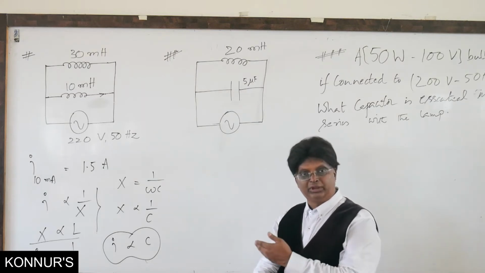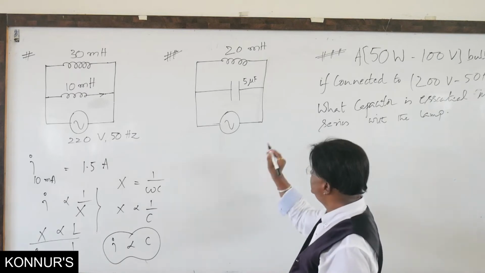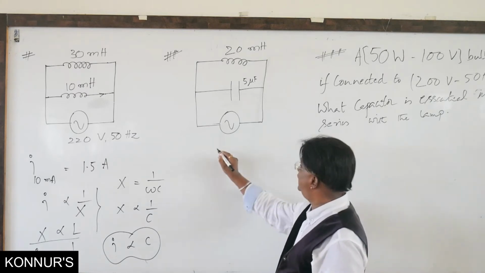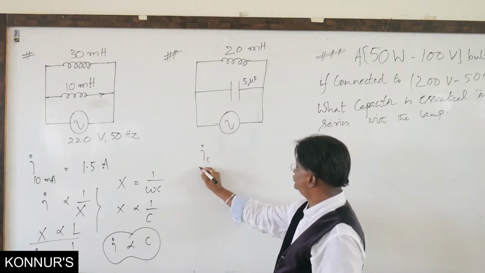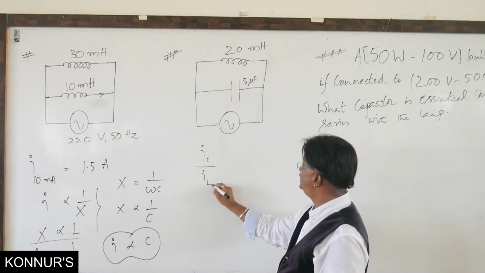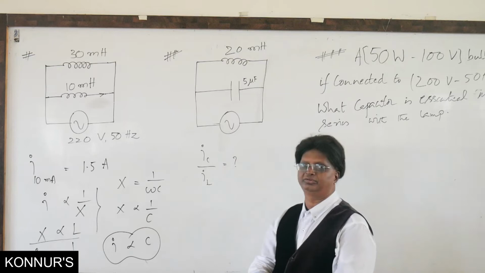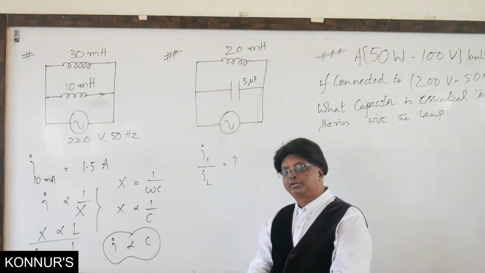For AC, we are now giving these solutions. Supposing in this example, the simple question is: what is the ratio of the current through the capacitor and the current through the inductor? And again the rule is the same.